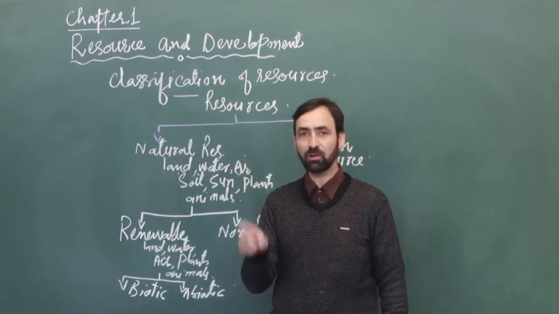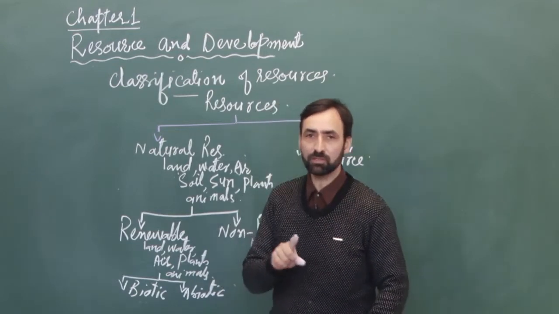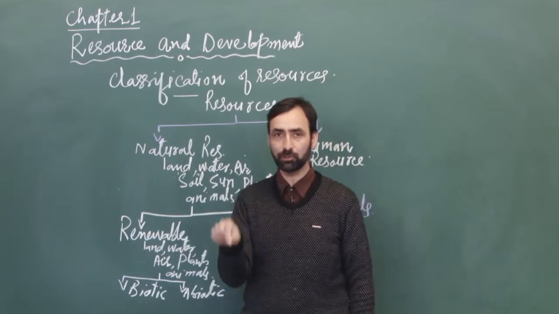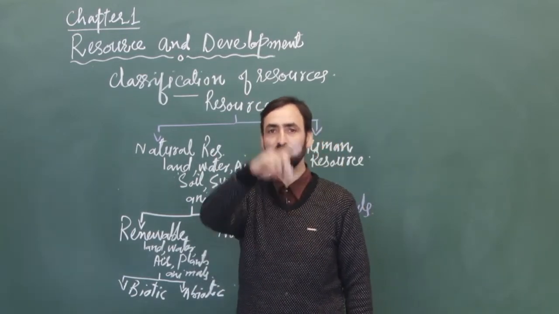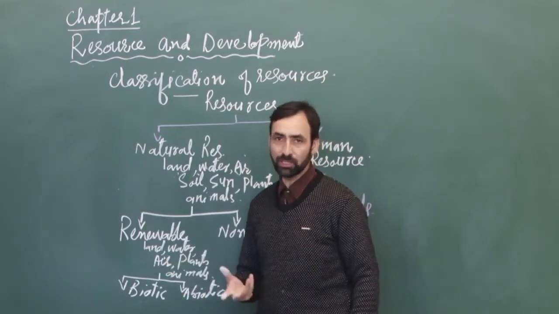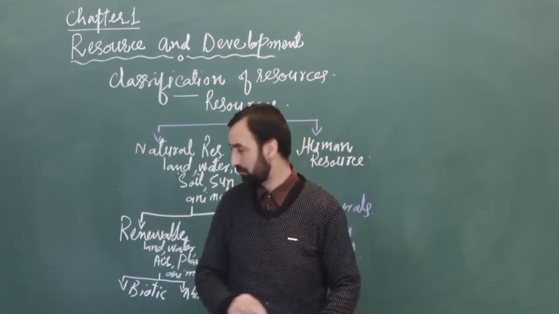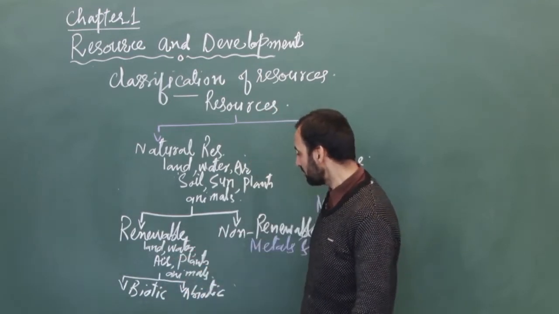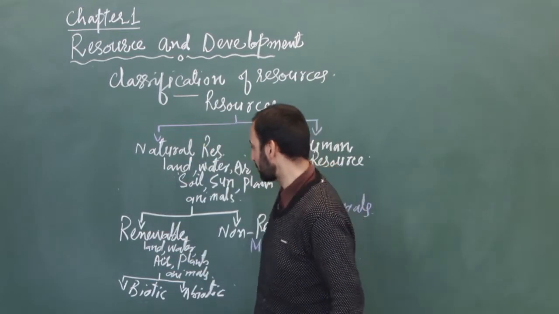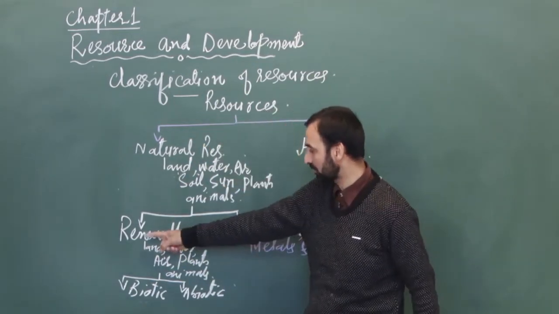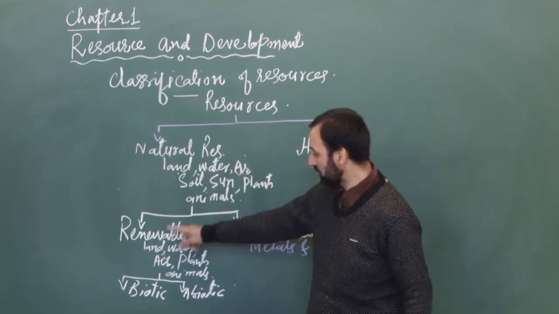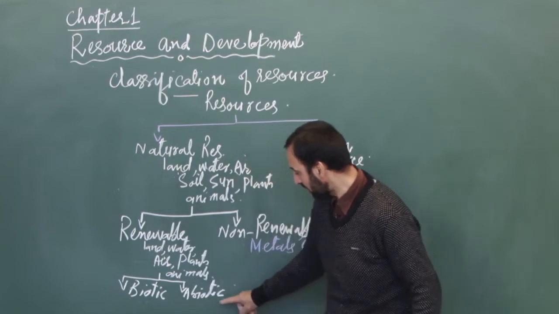Land, there is the rock cycle concept. Rocks which move towards the interior of the earth to the core are converted into magma. Magma then comes out on the earth's crust in the form of lava. Air is not static, it is moving every time. These are all continuous or flow resources. This was the classification related to natural resources. Natural resources have two subtypes, renewable and non-renewable. Renewable has two further subtypes, biotic and abiotic.